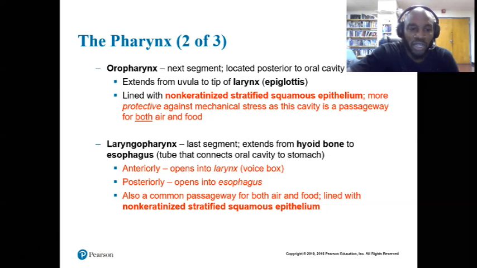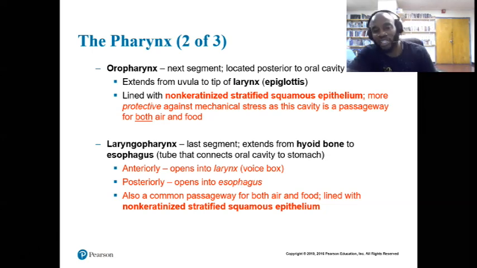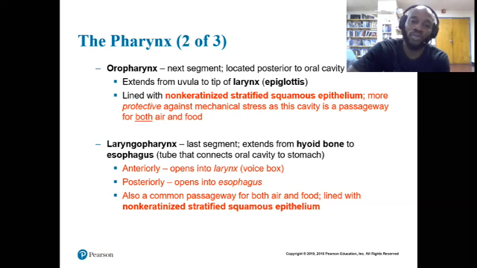After the oropharynx, you have the laryngopharynx, which is the last segment. It extends from the hyoid bone to the esophagus, which is the tube that connects the oral cavity to the stomach. Anteriorly it opens into the larynx, the voice box, which we're going to talk about, and the ability to enunciate words, and posteriorly it opens into the esophagus. All right, so this is also a common passageway for both air and food. So you'll find similar histology to the oropharynx, non-keratinized stratified squamous epithelium.